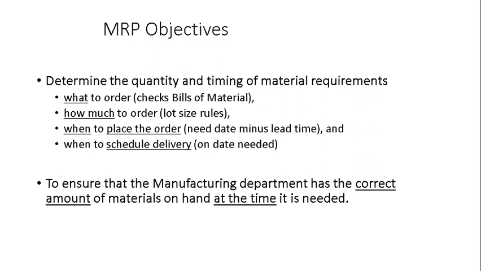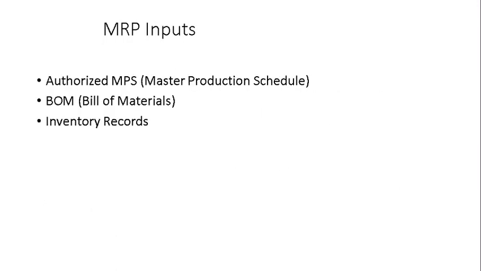So as we said before, the MRP objective is to ensure that the manufacturing department has the correct amount of materials on hand at the time it is needed. In order to do that, we need to identify what we need to order, how much we have to order, when to place the orders, and when to schedule the delivery. So all those quantities need to be determined, and this is the job of the MRP system. In order to perform those calculations, the MRP uses three inputs: the authorized master production schedule, or MPS, the bill of materials, and inventory records.